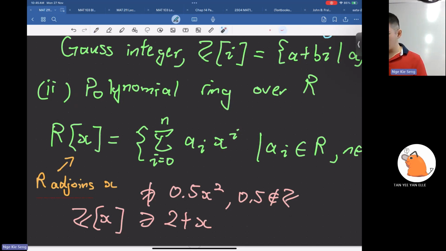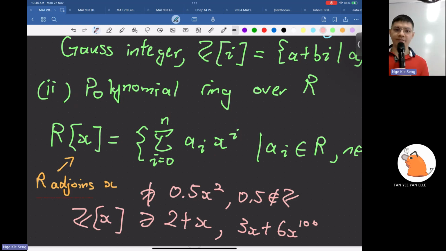Okay, and then this power here, right? So something to take note here. The power here is finite. It's not like a power series. Here it is finite. You stop at a certain power of x. For example, 3x plus 6x to the 100 is in there as well. It's a finite linear combination. Makes sense? Okay, so this is called a polynomial ring over R.